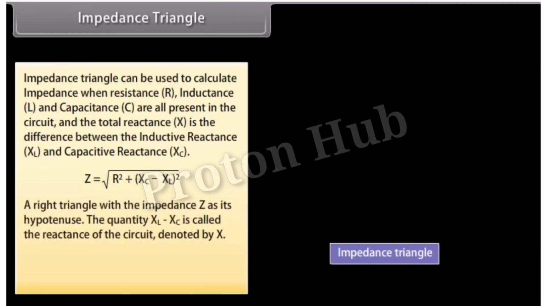A right triangle with the impedance Z as its hypotenuse, the quantity XL minus XC is called the reactance of the circuit, denoted by X. Tan phi is equal to XC minus XL upon R.